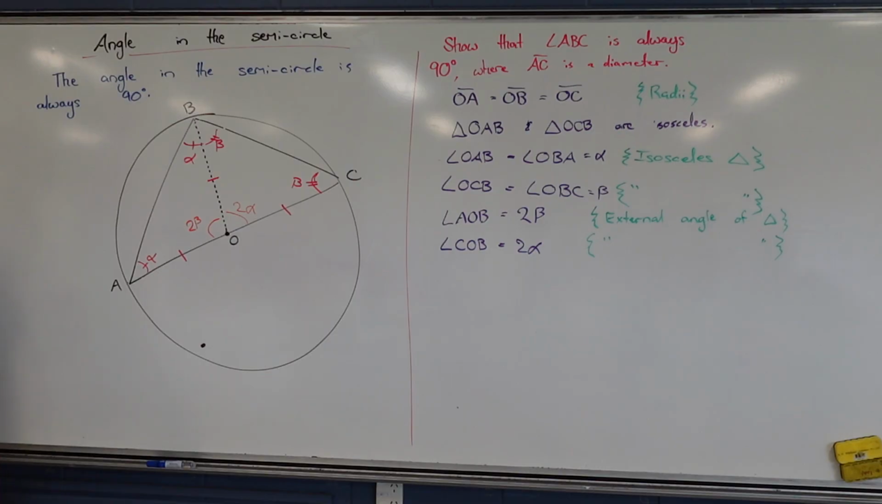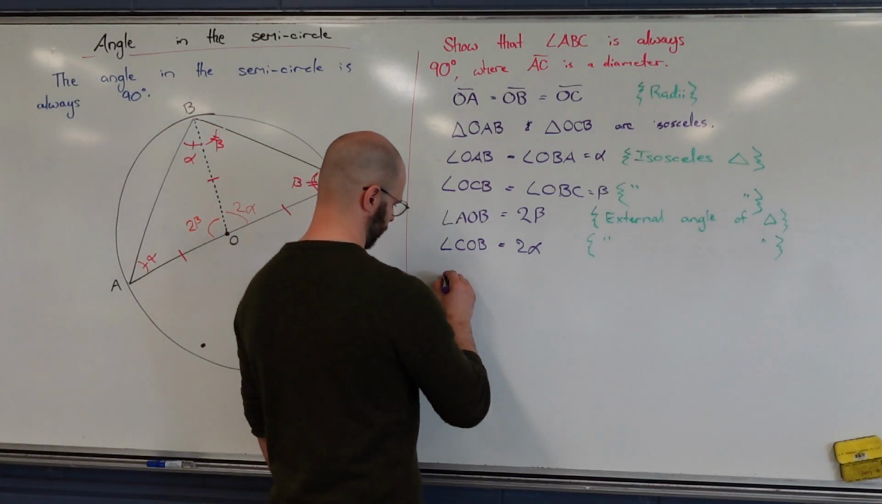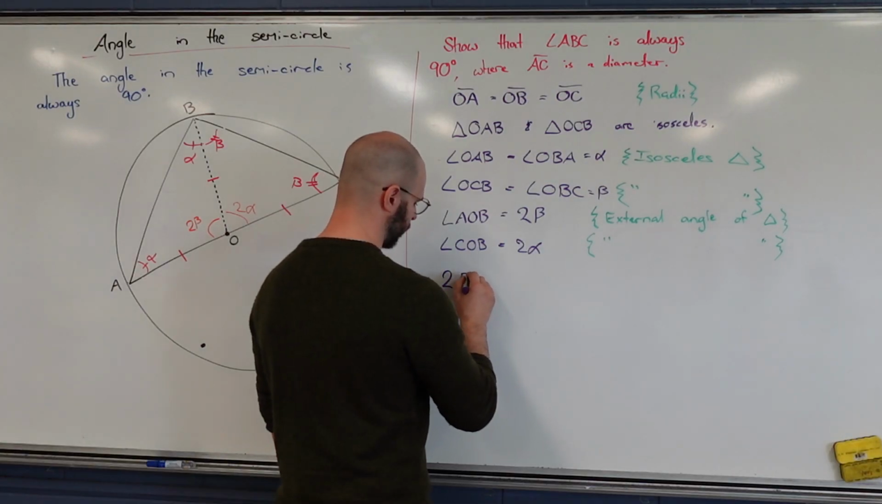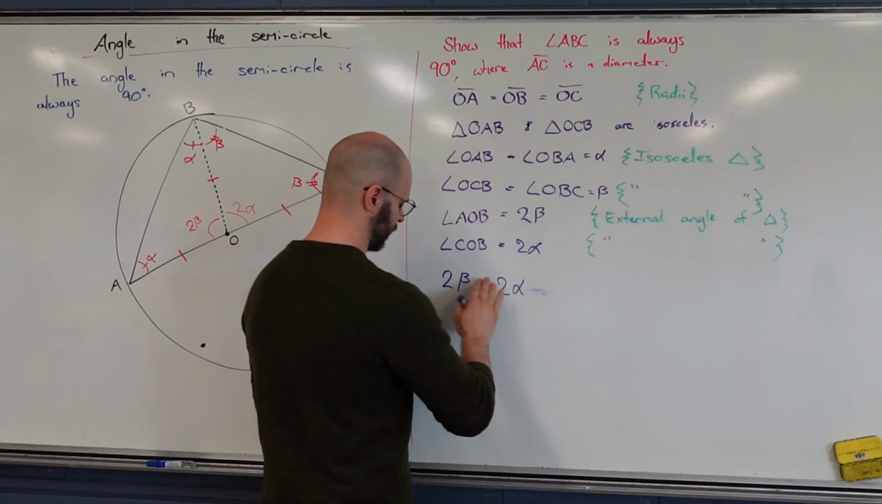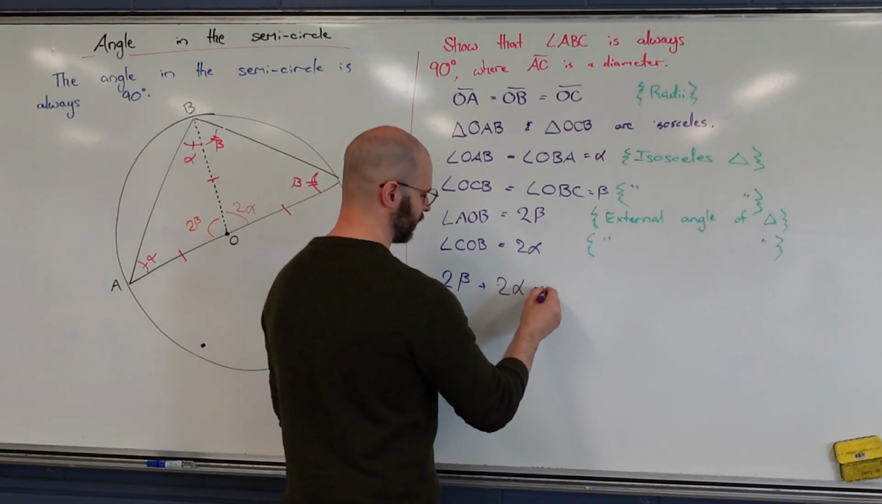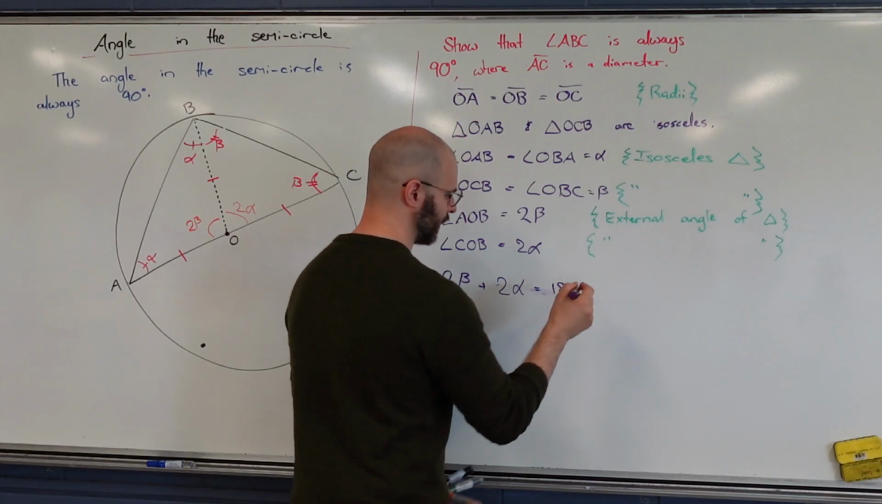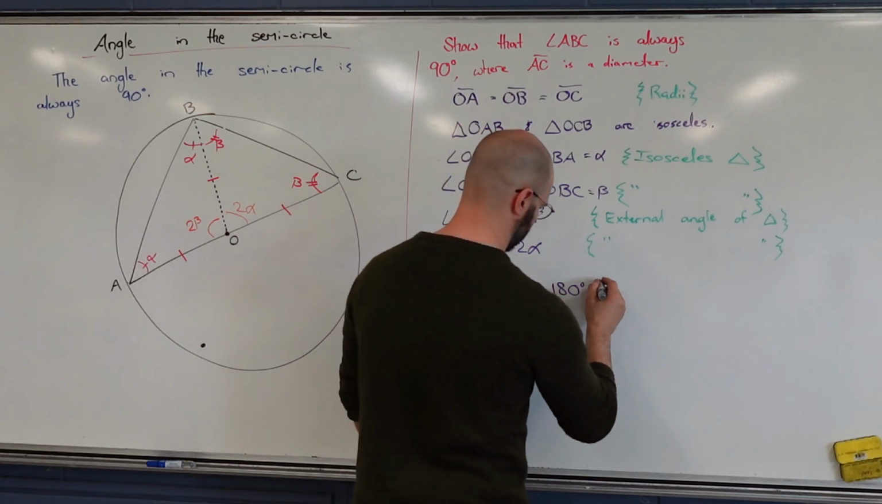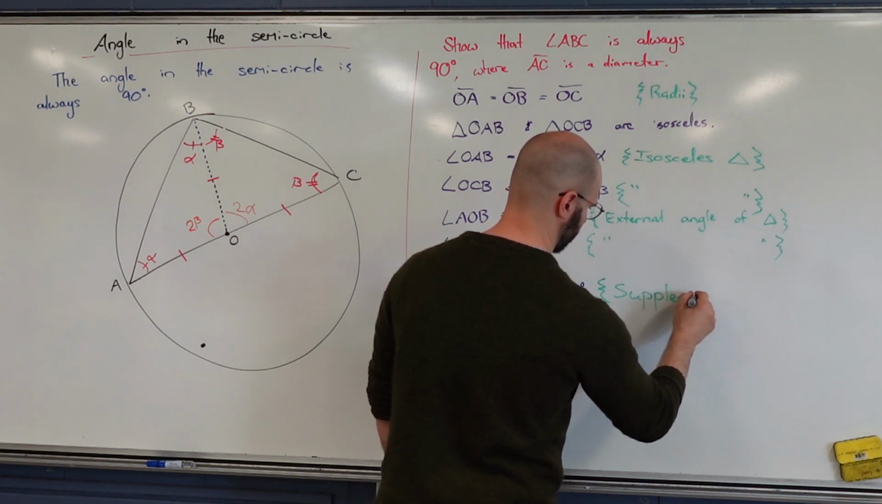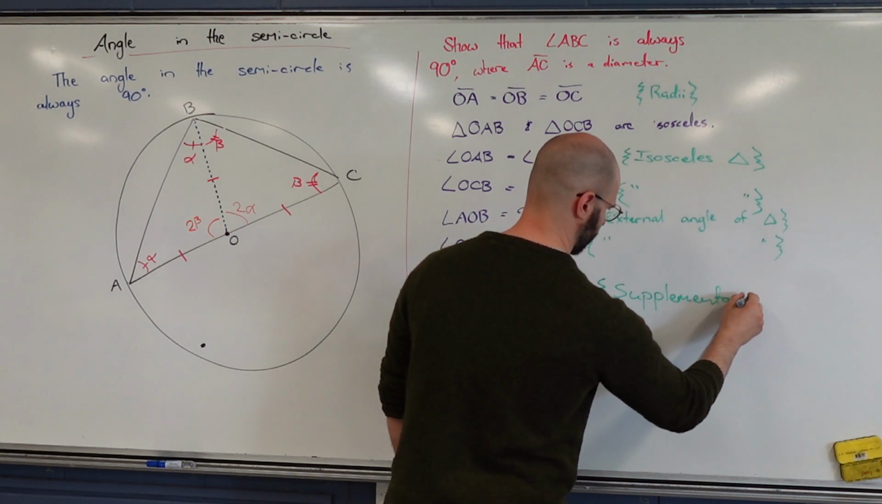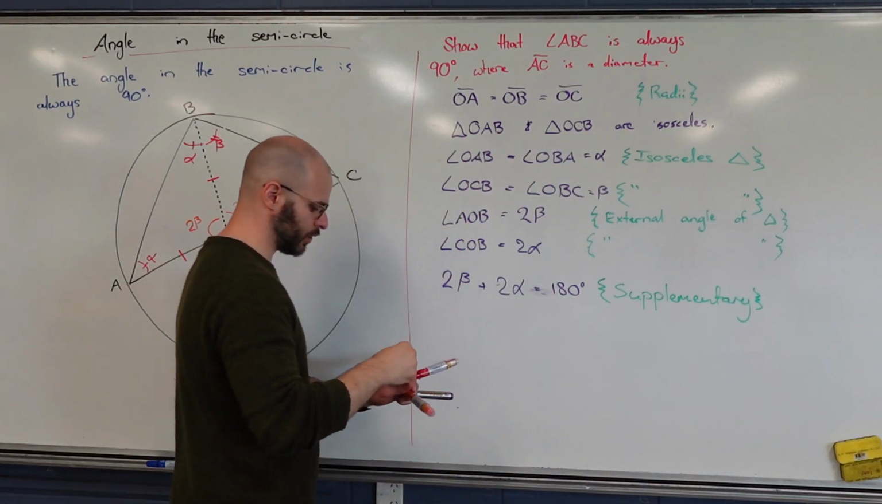What is the relationship between 2 beta and 2 alpha? Once more with confidence. 2 beta plus 2 alpha gives us 180. What reasoning do we have to believe this? Supplementary angles.